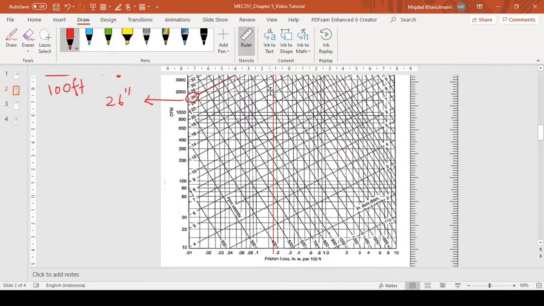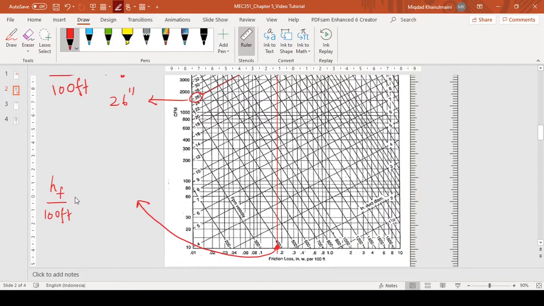Here we can see the value for HF per 100 feet. We have to read as precisely as possible. It is below 0.2. We have here 0.1, and a line in between, which can be considered 0.15. Our value is in between 0.15 and 0.2, so the answer is approximately 0.17.